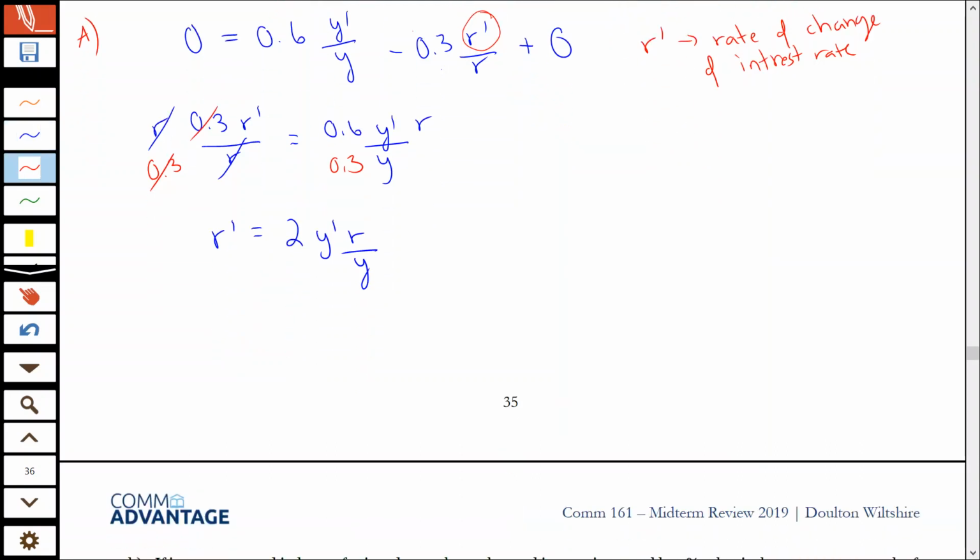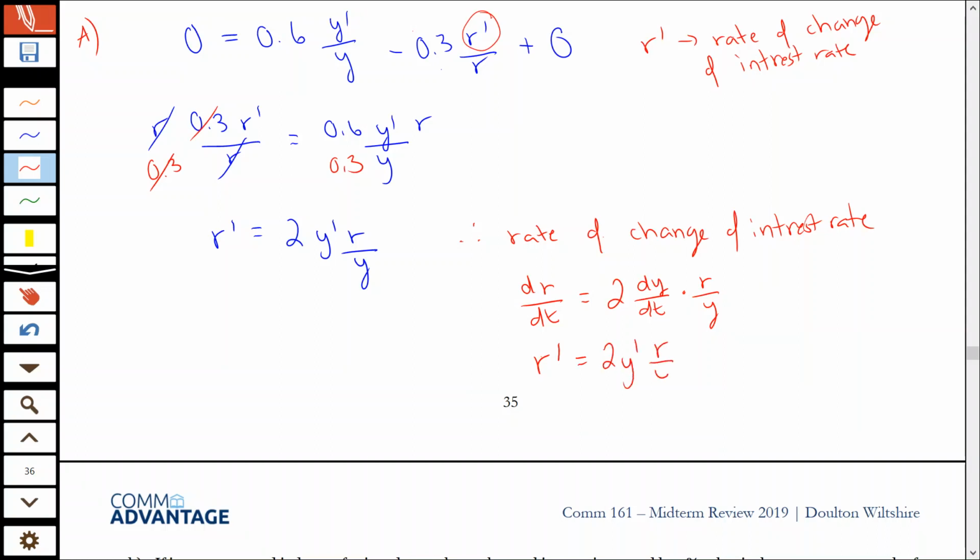So this is telling us that the rate of change of the interest rate, given the fact that money stock wasn't changing and price wasn't changing, is going to depend on Y prime, the value of R and the value of Y. We're just rearranging this equation, right? dR/dt equals 2 dY/dt times R over Y, or R prime equals 2 Y prime R over Y, depending on how you like to do it. So this is one way that they could ask it.